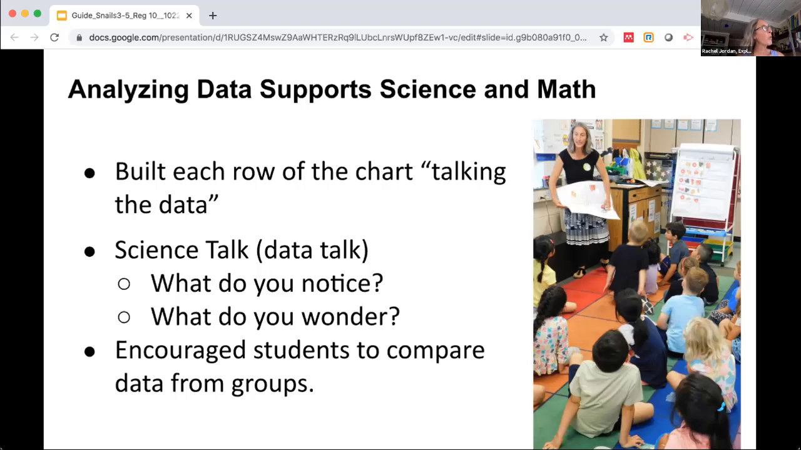And it was really important to look at this data as a group, because what one group found was not necessarily mirrored by all of the class data. We really needed to look at all of the class data together to get a clear picture that snails eat many, many different types of food.